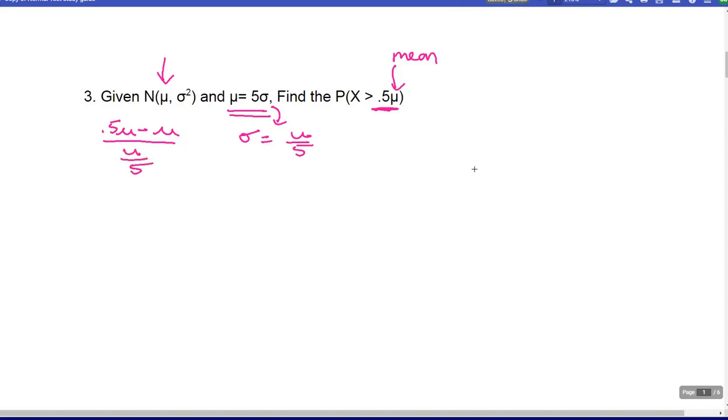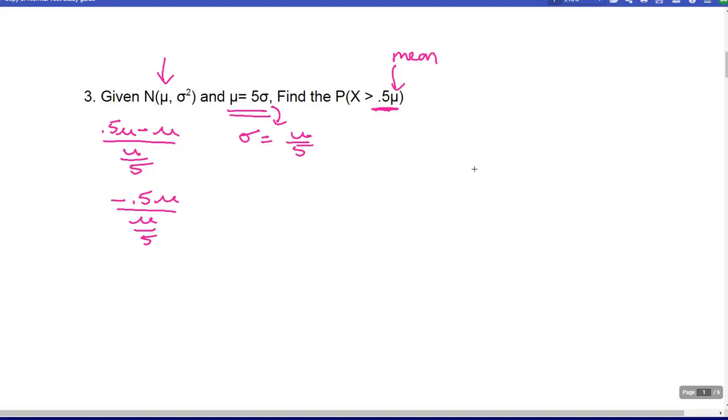All right? Now, what's 0.5 minus 1? Negative 0.5. So now I have negative 0.5 mu, right? Divided by mu over 5. Okay? Now, here's what I would suggest. Do we divide by fractions? No. What do we do instead? Keep change flip. We're going to multiply it times its reciprocal, right?